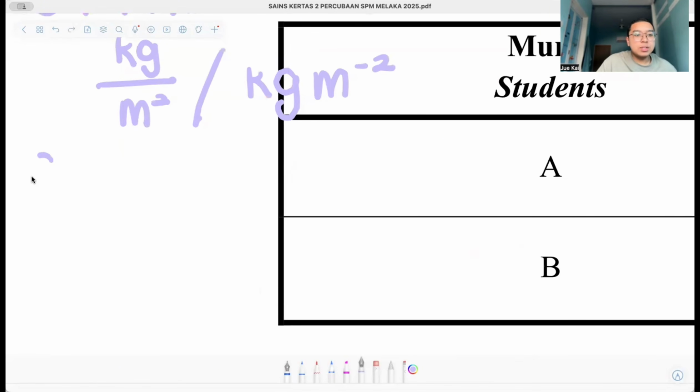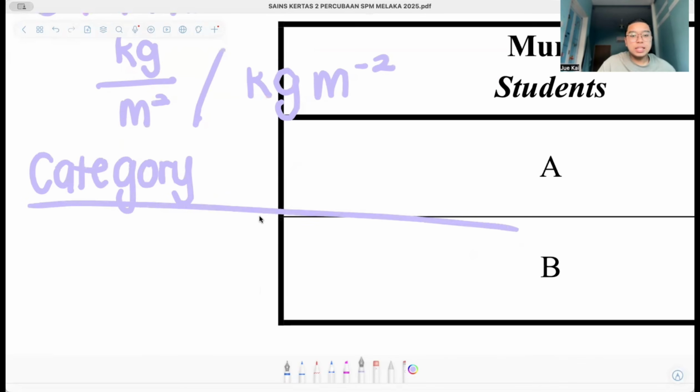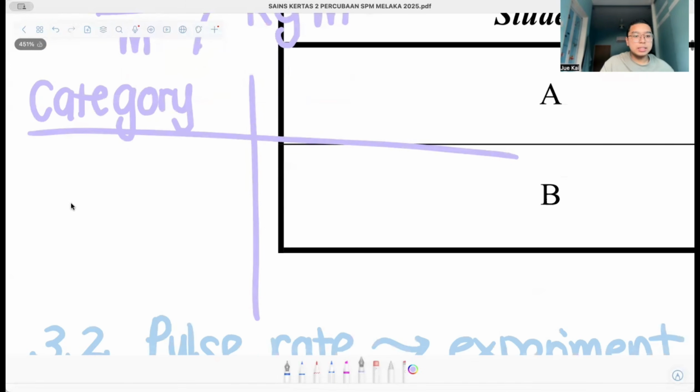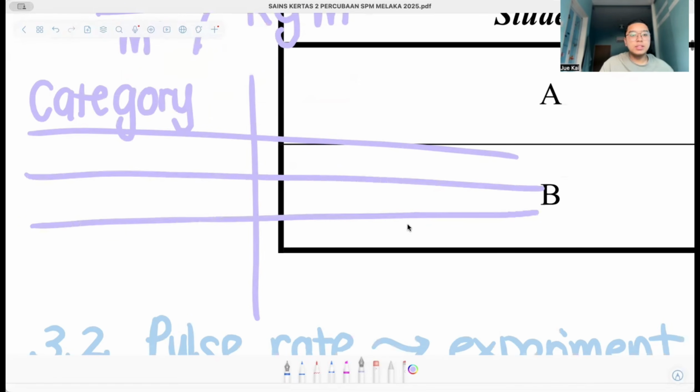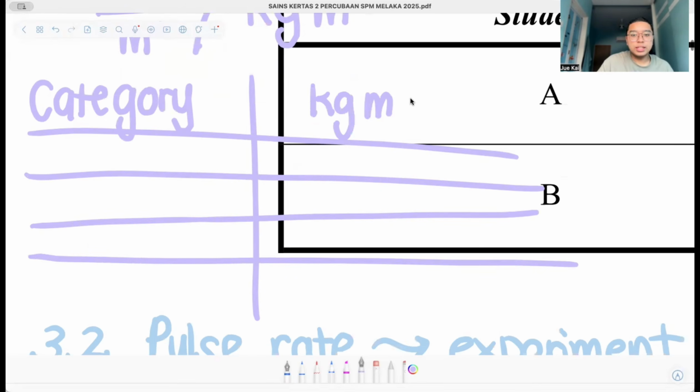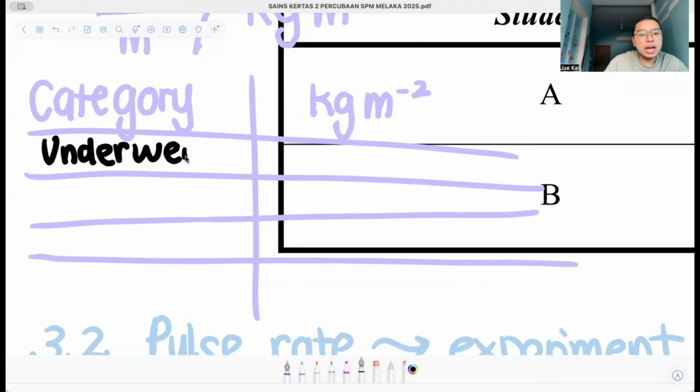Same as blood pressure, this one also got category, but this category is much easier lah. So I just write like this. It is easier. When I write the number, you tell me the category. I will change a bit. So when the category is underweight, what is the BMI of this person?